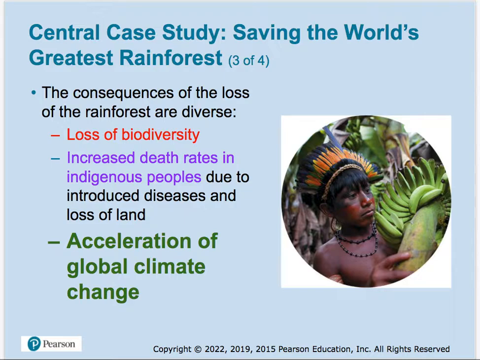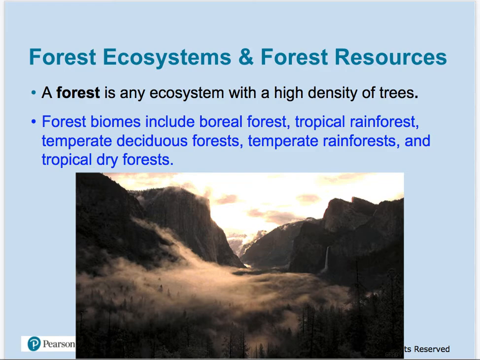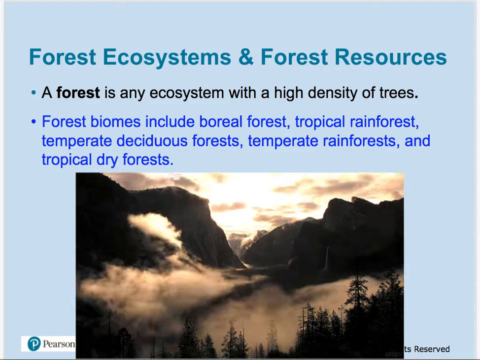This creates a loss of biodiversity. There are higher death rates among the indigenous people. And of course, losing all of that contributes to the climate issues that we see. Brazil over time has strengthened its own forest code and asked landowners in the Amazon to conserve 80%, and rural landowners to conserve 20% of their rainforest to protect it.